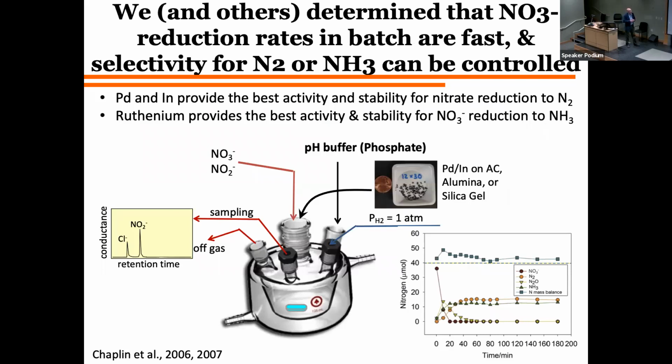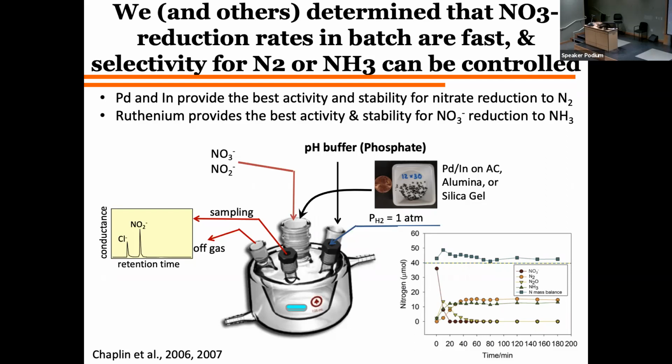There's been a lot of work in batch reactors looking at different catalysts. Typically you have some catalysts here, palladium and indium on an activated carbon. You put that in some sort of little reactor, and you stir it, and you bubble in maybe an excess of hydrogen. You spike it with nitrate, or maybe you start with nitrite, and then you take periodic samples to measure the products. You can also take samples of the off gas to measure what those products are.